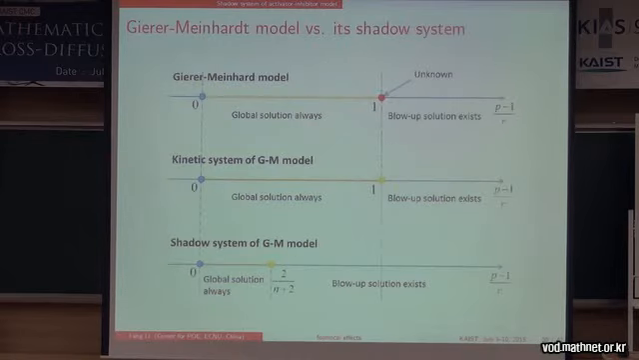Here's a quick summary. You'll see something dramatically different here. For the local model, the Gierer-Meinhardt model, the critical situation is (p-1)/r equals 1, while for the shadow system, which is non-local, the critical value becomes 2/(n+2). So that's my point.